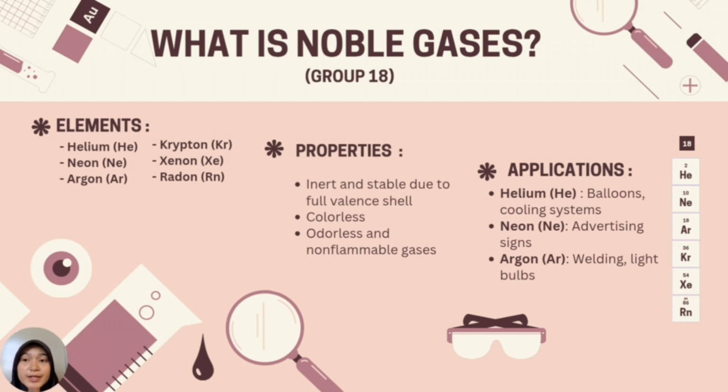These gases are chemically inert and stable due to their full valence electron shells. They are colorless, odorless, and non-flammable gases. Noble gases have various applications, like helium, normally used in balloons and cooling systems, while neon is widely used in signs, and argon is essential for welding and in light bulbs. Their properties make them ideal for use in environments requiring non-reactive conditions.